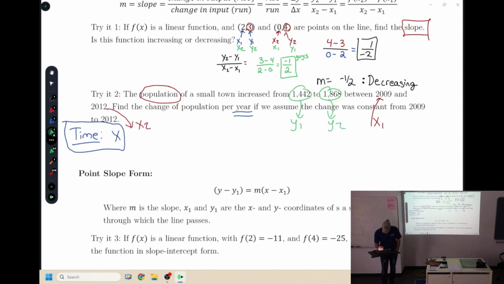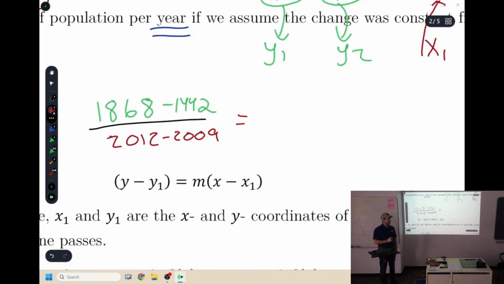So we've got ourselves 1868 minus 1442 divided by 2012 minus 2009. That is something that I want you to do. I'm bad at math. What's up? What'd you get? Well, give me the thing over the thing, and then we'll do that.